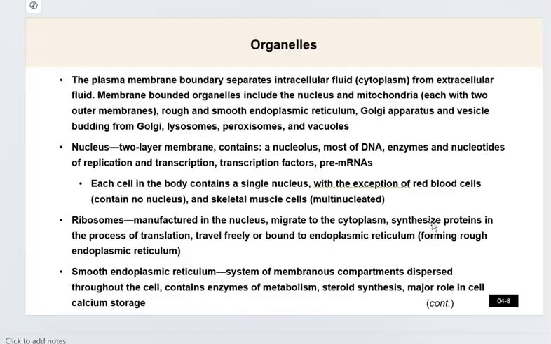The Golgi apparatus is a stack of membranes organized in flattened sacs. It functions to sort, modify, and package proteins and lipids that are then delivered in the vesicles from the nearby endoplasmic reticulum.